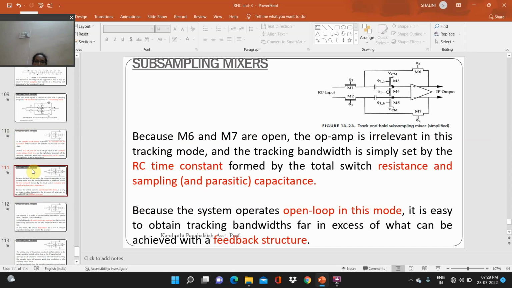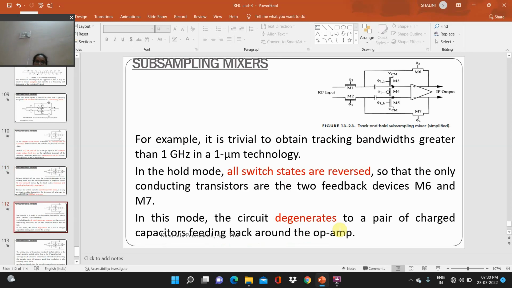Because M6 and M7 are open, the op-amp is irrelevant in this tracking mode, and the tracking bandwidth is simply set by the RC time constant formed by the total switch resistance and sampling capacitance. Because the system operates open loop in this mode, it is easy to obtain tracking bandwidths far in excess of what can be achieved with a feedback structure. For example, it is trivial to obtain tracking bandwidths greater than 1 GHz in a 1 micrometer technology.